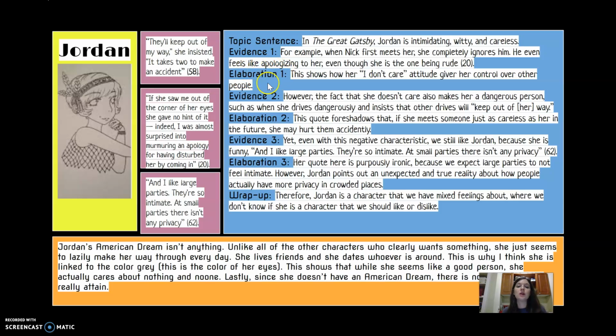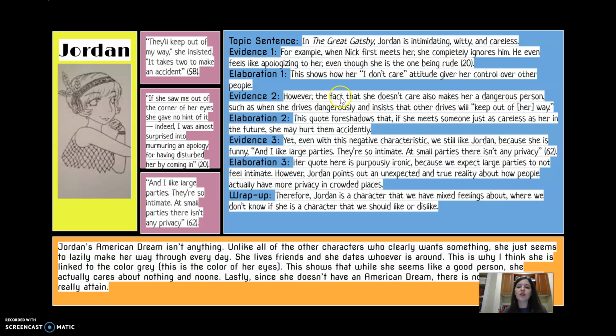And then they go on to elaborate and explain what this shows about her character. So they say this shows how her I don't care attitude gives her control over other people. So this goes into the intimidating aspect. Notice they say they're going to prove Jordan's intimidating. They include evidence proving that, and then they explain how this shows that she's intimidating. Really well done. Now let's move on to evidence 2.